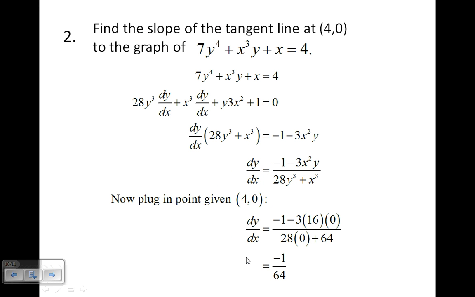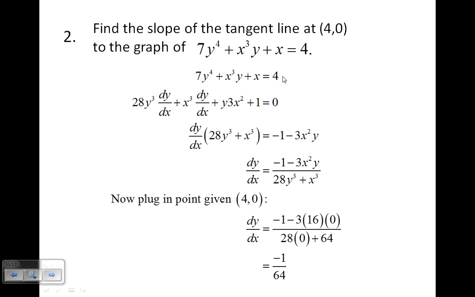Okay, the second one, find the slope of the tangent line at (4, 0) to the graph of this equation. Okay, slope of the tangent line, that's the derivative. And then once I get the derivative, I need to plug in the point, 4 for x and 0 for y, and I should get my slope at that particular point.